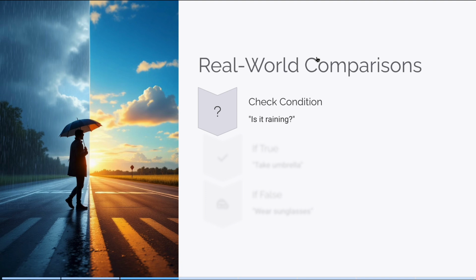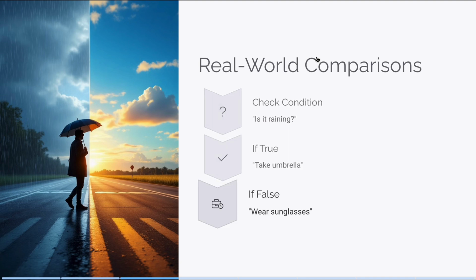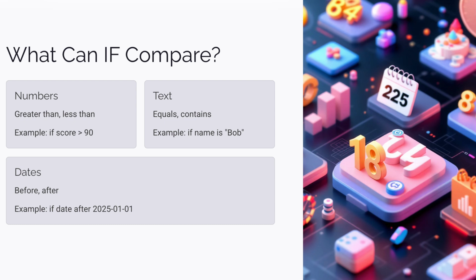In real life, think of it as: if it's raining, take an umbrella. If it's not, wear sunglasses. The if node in n8n lets your automation make that kind of simple true-false choice. It can compare numbers, text, dates, and more. This way, your workflow can handle different scenarios automatically, which is extremely powerful for building logic in your automation.